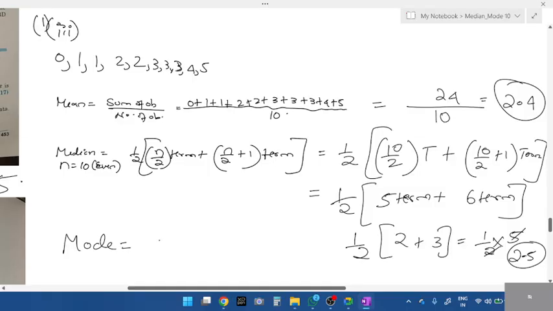Mode: which is repeated more number of times? Which value? 3, right? So 3 is the answer. You shouldn't write how many times it is repeated. You should write the number 3. Okay, 3 is the answer. All of you got the same answer.